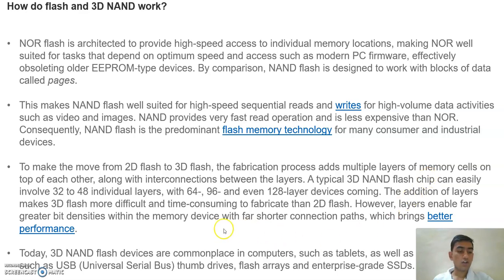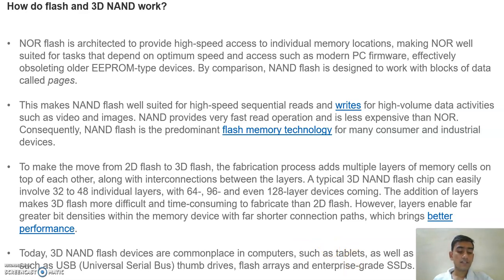memory cells on top of each other along with interconnections between the layers. A typical 3D NAND flash chip can easily involve 32 to 48 individual layers, with 64 to 96 and even 128 layer devices coming. The addition of layers makes 3D flash more difficult and time-consuming to fabricate than 2D flash. However, layers enable far greater bit density within the memory device, with far shorter connection paths, which brings better performance.